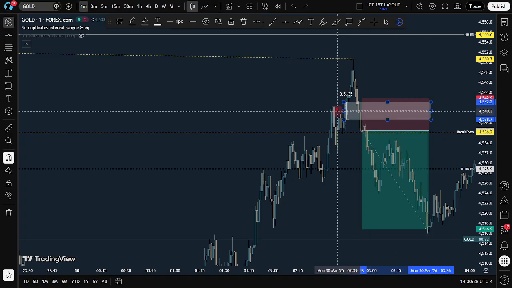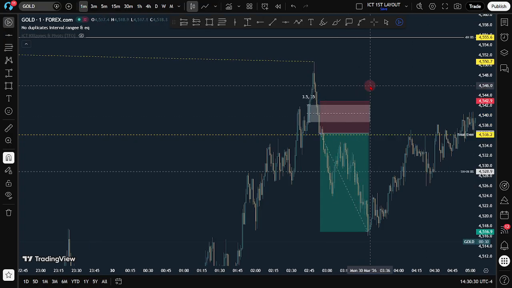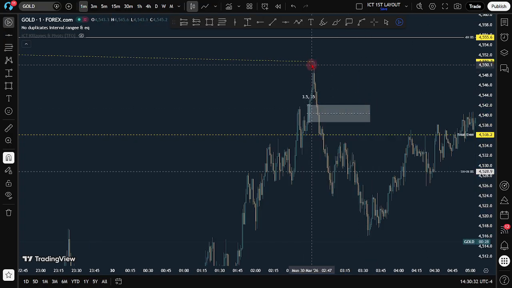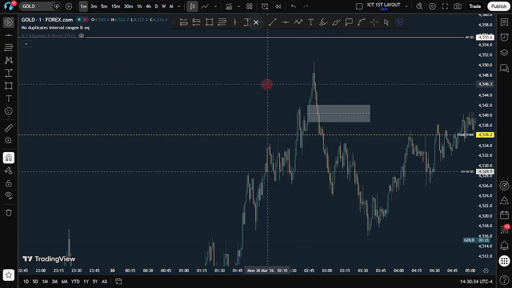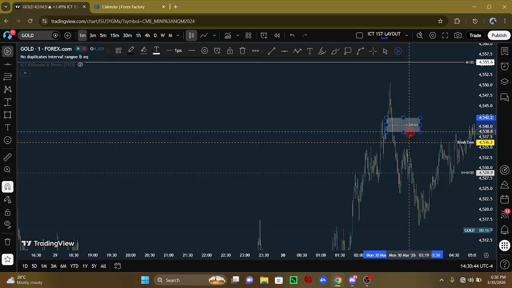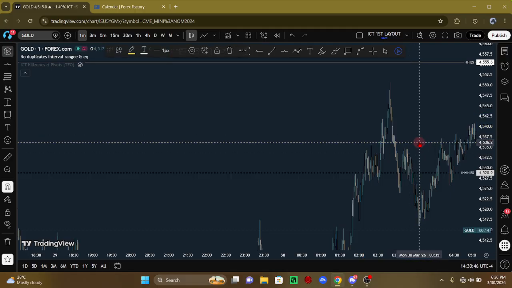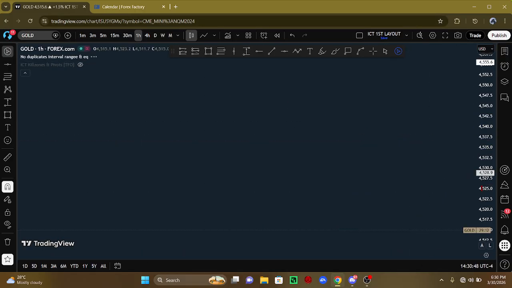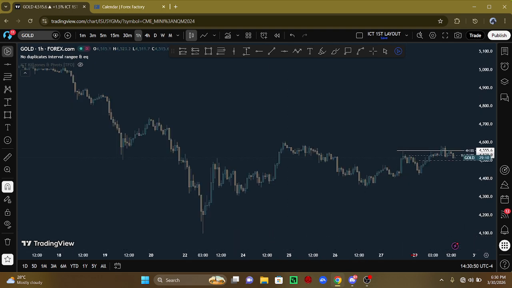Okay, this was my trade for today, and I think after that price kept on moving. Powell started speaking around 10:30 a.m., which is here. A lot of traders today, I think plenty of them, hit stop losses, just because of the man speaking.